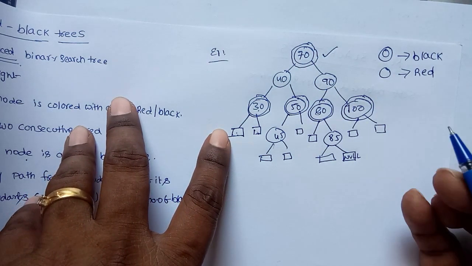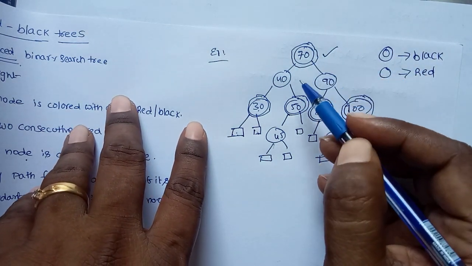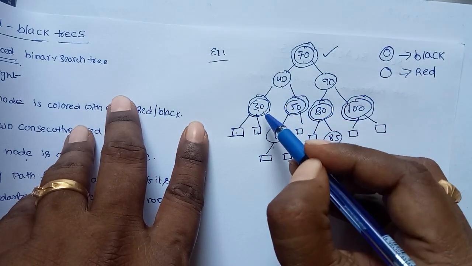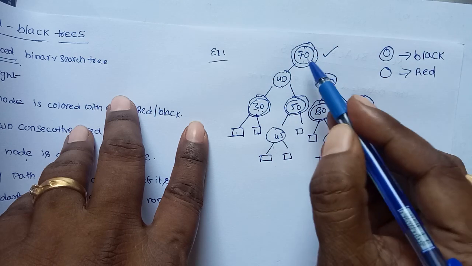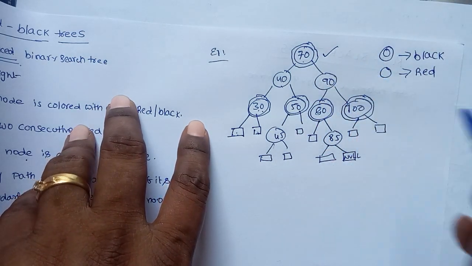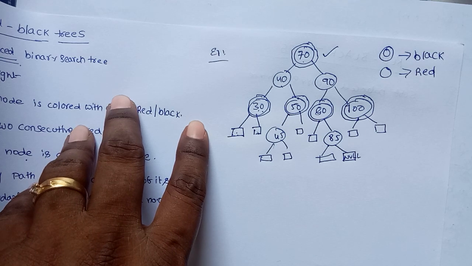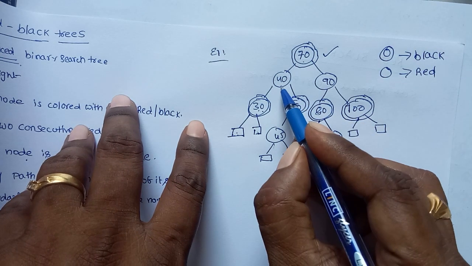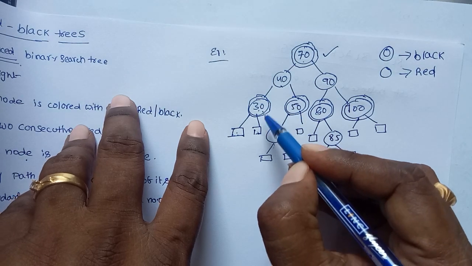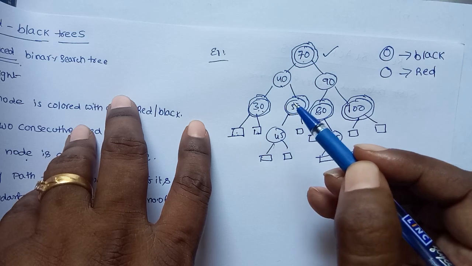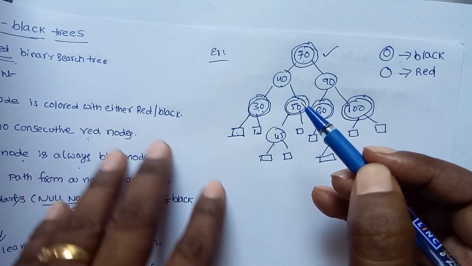Next one is no two consecutive red nodes. See this one, 70 is black, 40 is red, 30 is black. See any level, no two consecutive red nodes are present, so it satisfies that property also. That means the children of a red node are compulsorily black nodes.